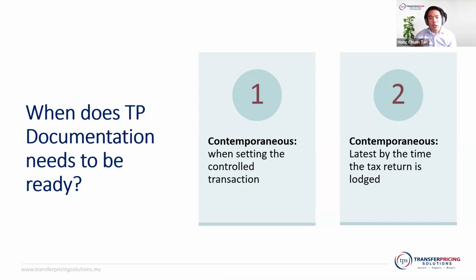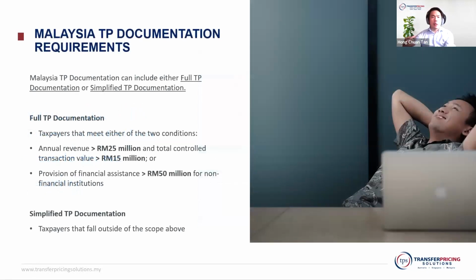So sometimes you may have a controlled transaction in place, you have TP documentation prepared, but then during the period between when you prepared the TP documentation and the time to lodge the tax return, if there are any changes to the business structure, to the pricing policy, anything that would impact the TP position of your company, then you will need to alter your TP documentation for it to be contemporaneous by the time you lodge the tax return. Okay, so that's the timeline.